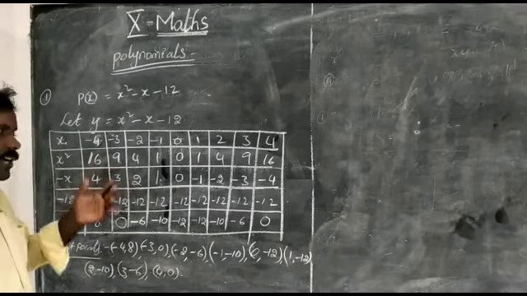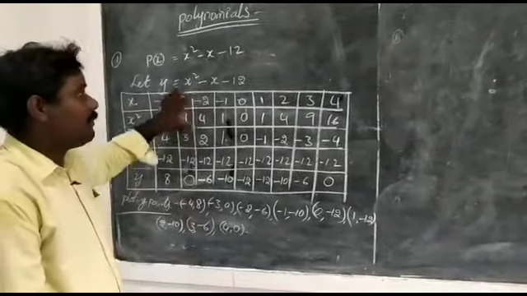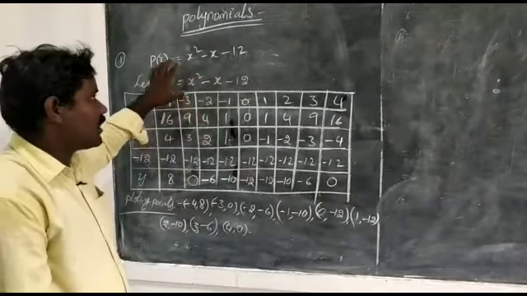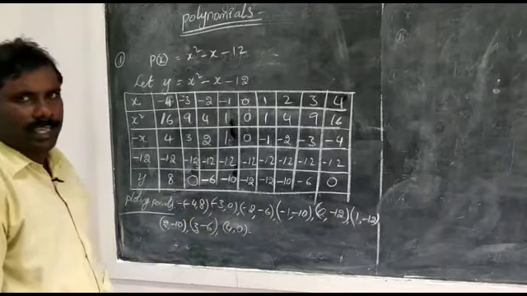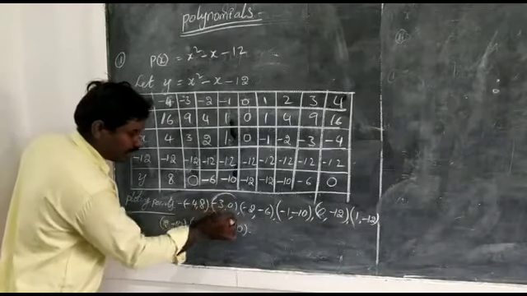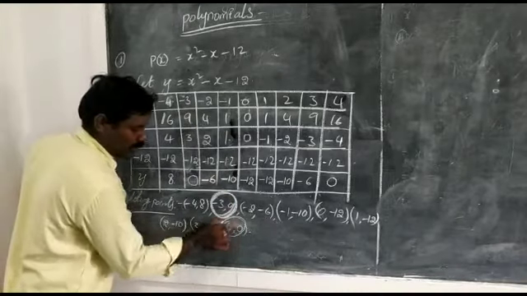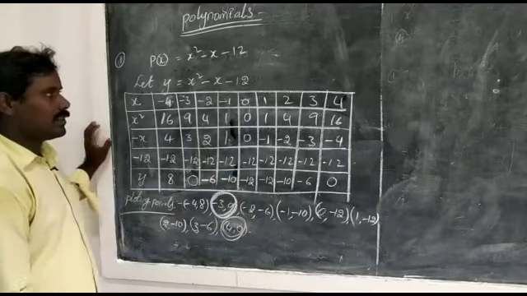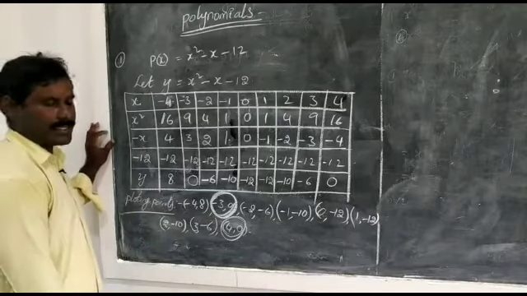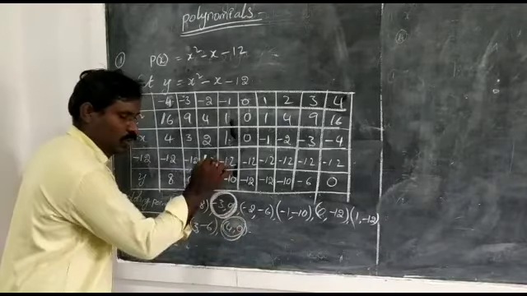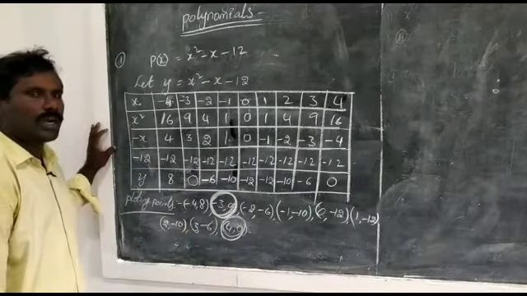And what about the graph? The given polynomial forms a parabola. The given polynomial forms an upward parabola. I will repeat again. The given polynomial forms a parabola. It intersects the x-axis at minus 3 comma 0 and 4 comma 0.